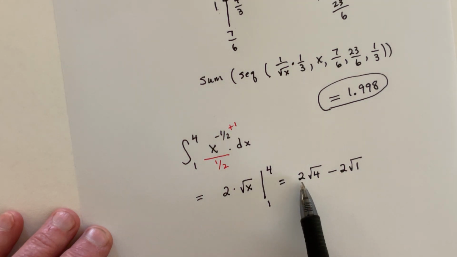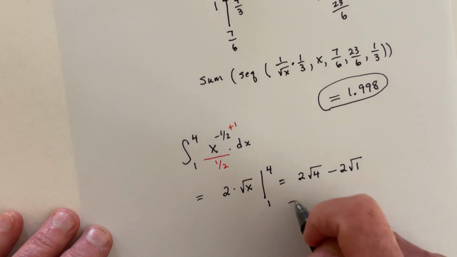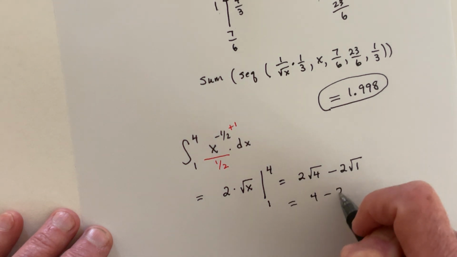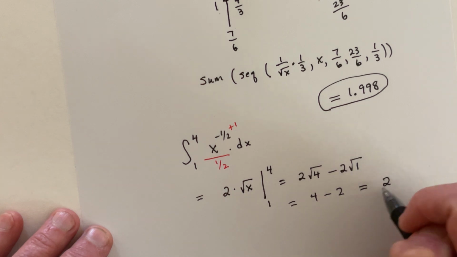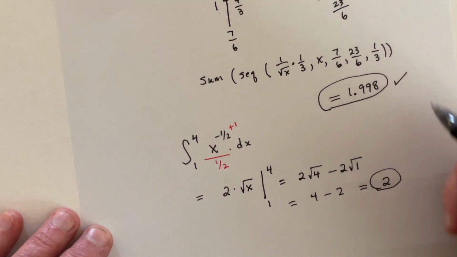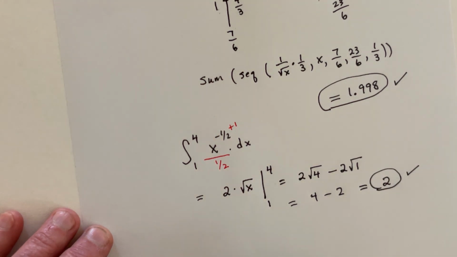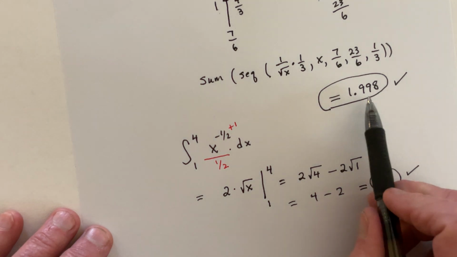And this is going to be, well, this is 2 times 2, so that's 4. And then minus 2, so the actual answer is 2. So our estimate of 1.998 was not that bad, only off by 0.002.